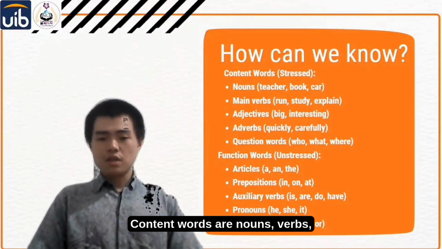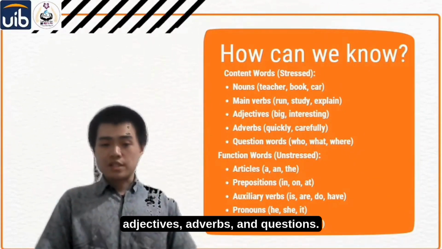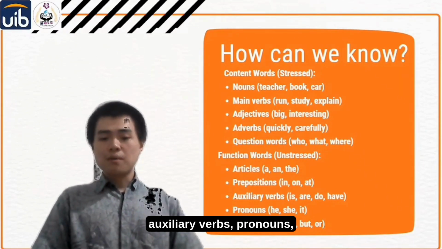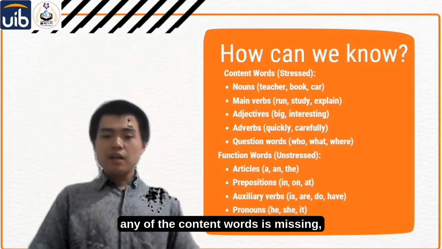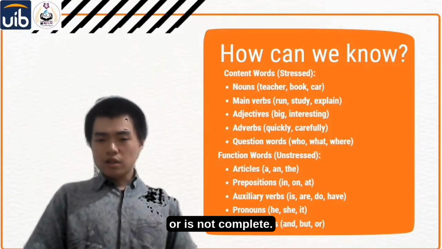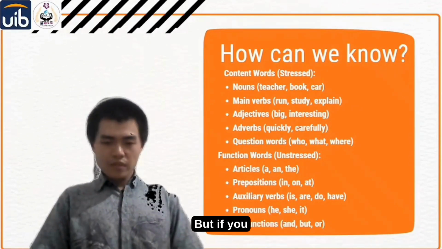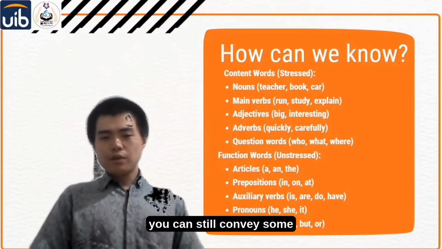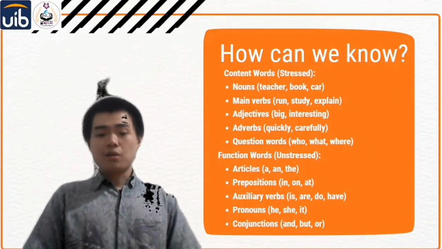So, what are content words? Content words are nouns, verbs, adjectives, adverbs, and question words. Function words are articles, prepositions, auxiliary verbs, pronouns, and conjunctions. It is also important that if any of the content words is missing, usually a sentence cannot form or is not complete. It cannot convey the complete information that you are trying to say. But if you remove only the function words, you can still convey some information, although it is still incomplete.